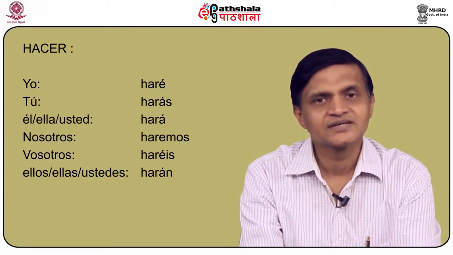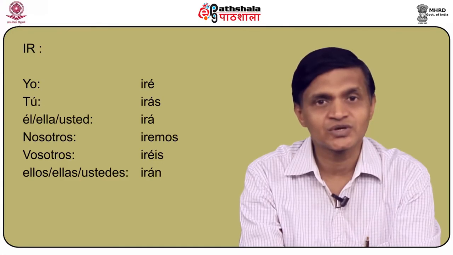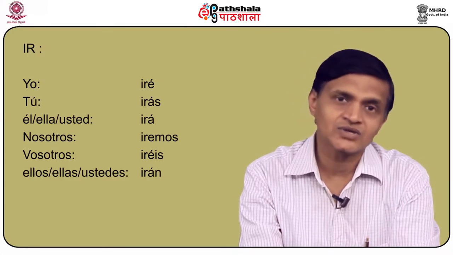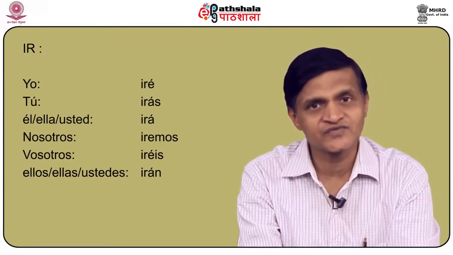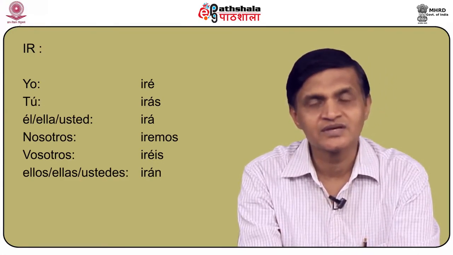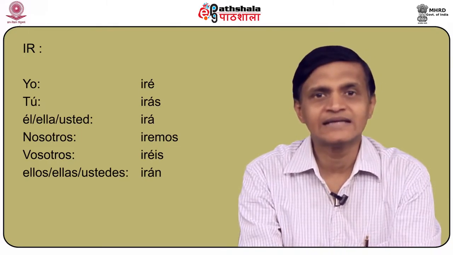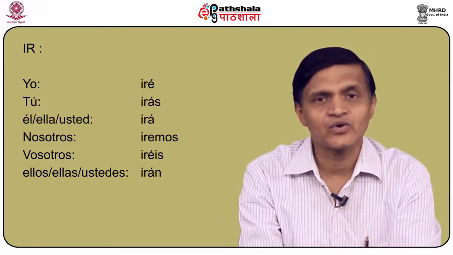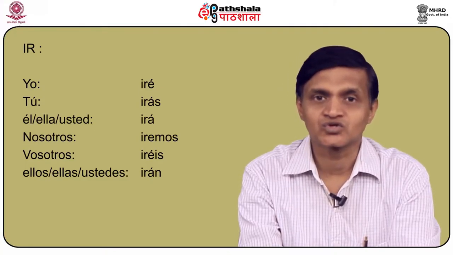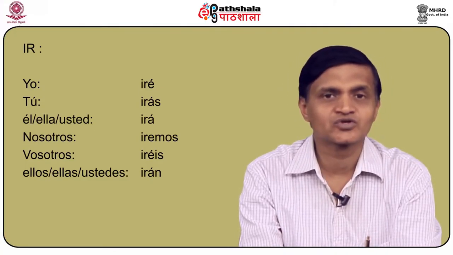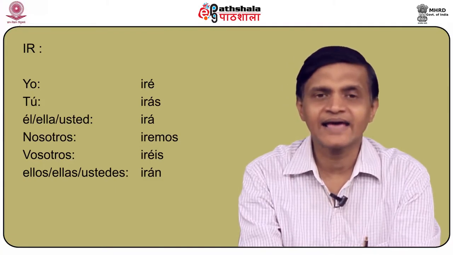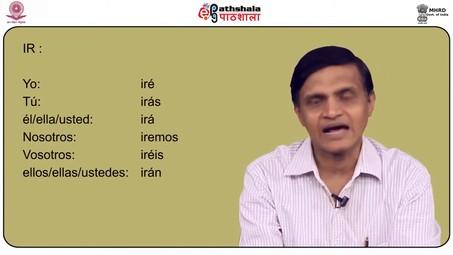How do we conjugate the verb ir, which is also a very important verb, and it is always irregular in all its forms? Well, ir in the future is conjugated in the following manner. Yo iré, tú irás, él, ella, usted irá, nosotros iremos, vosotros iréis, and ellos, ellas, ustedes irán.